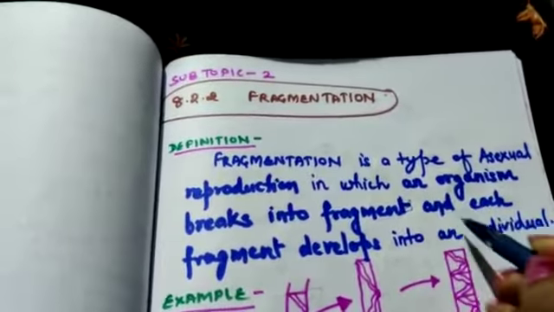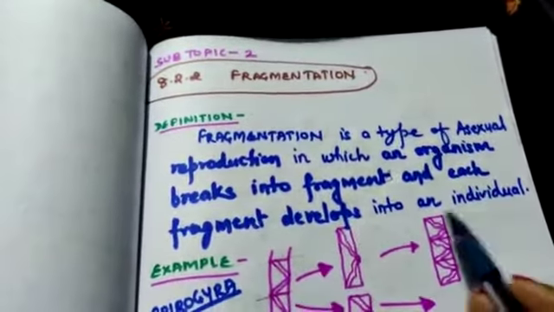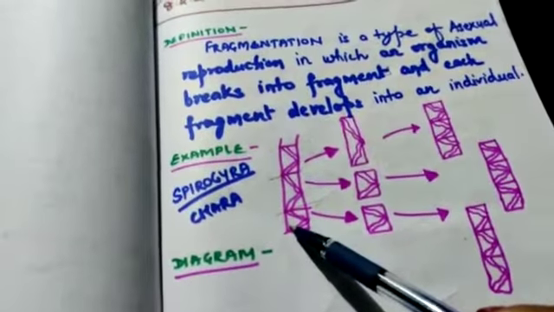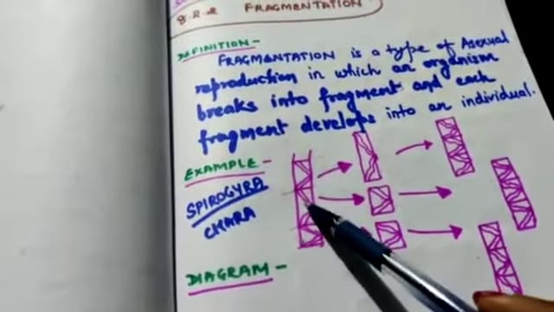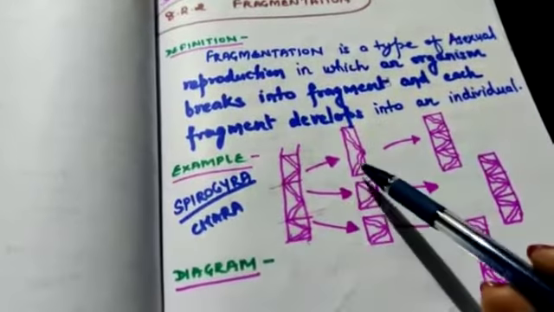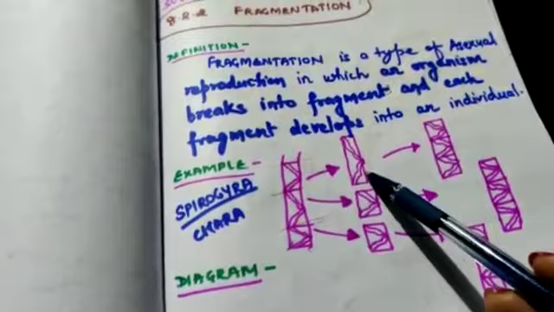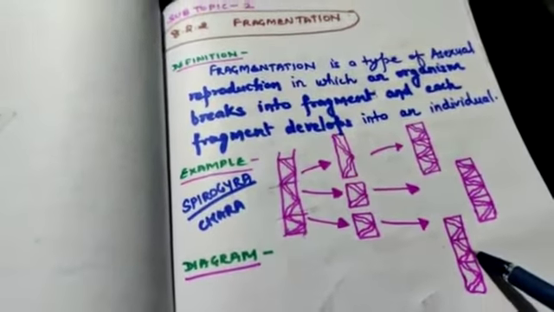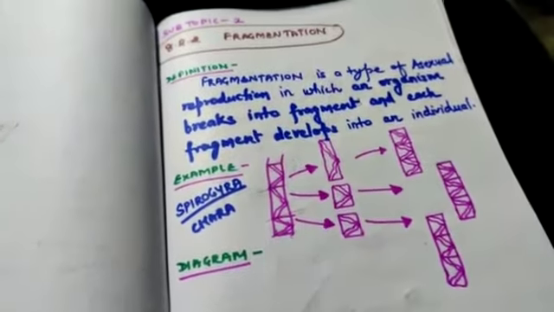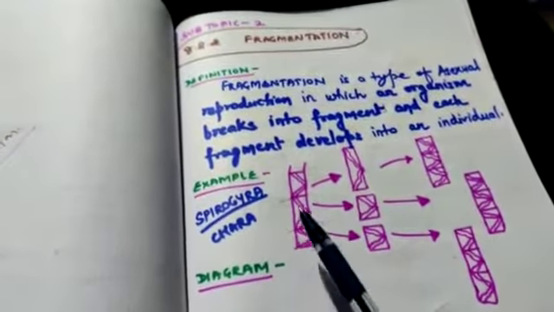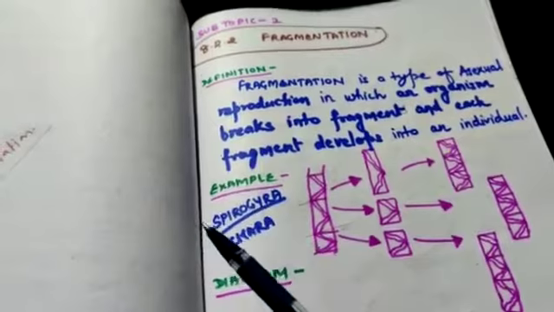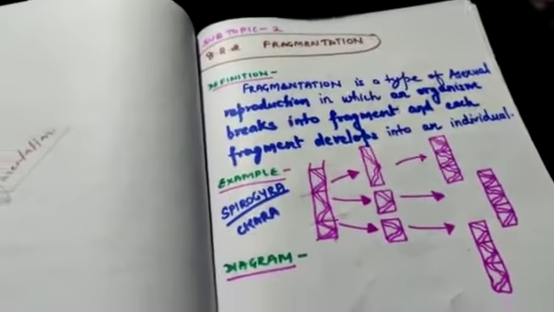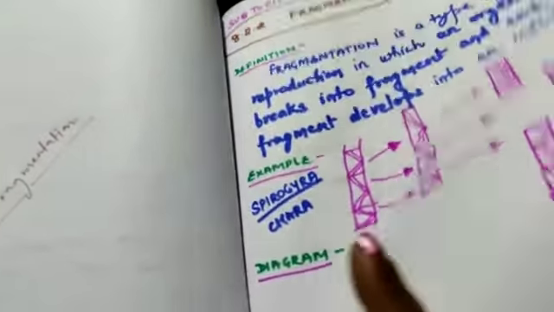here into fragments, and each fragment develops into an individual. So here this one is an example of Spirogyra. Spirogyra chloroplast ribbon shaped. आपने देखा यहाँ पे ये pieces में break हो गया and every piece you are getting new individual, right? So this one is about fragmentation. Fragmentation occurs in multicellular and fission occurs in unicellular, right? Another example is Scara. So diagram and example you are already familiar.